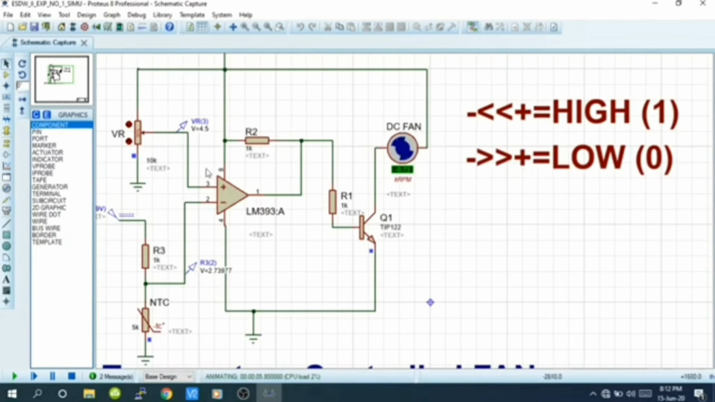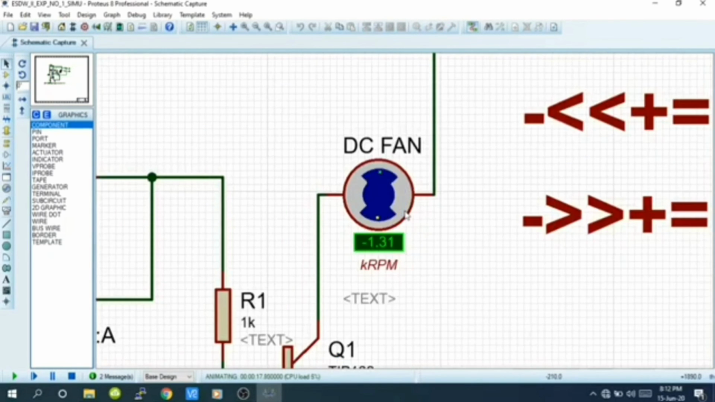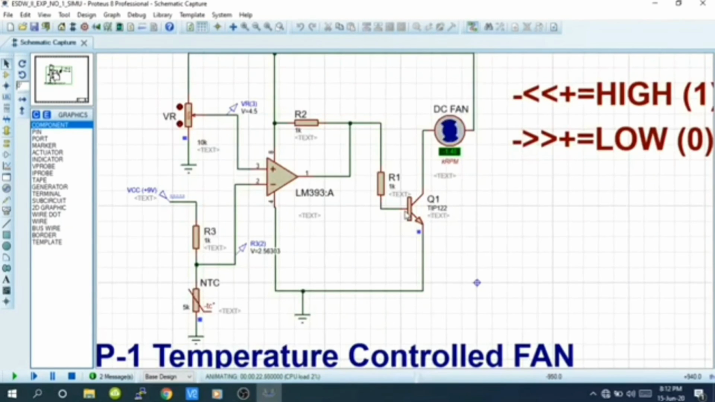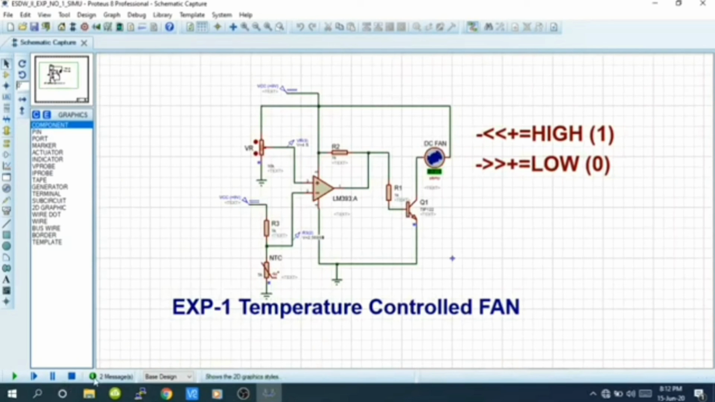This simulation will show the difference as we increase the temperature value. The comparator compares the voltage from the NTC thermistor with the non-inverting voltage, and only when the condition is met will the DC fan start. That indicates that as temperature increases, resistance decreases. So the voltage at the inverting terminal also decreases and the fan will start to rotate due to the rising temperature. This is all about the temperature control fan circuit.